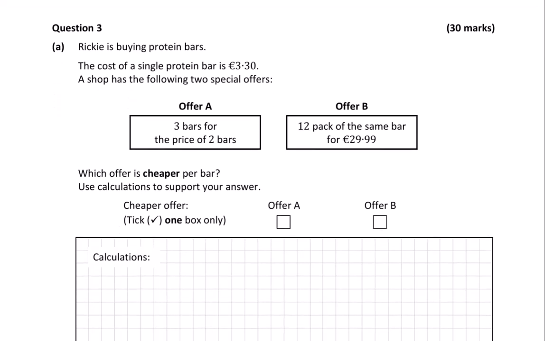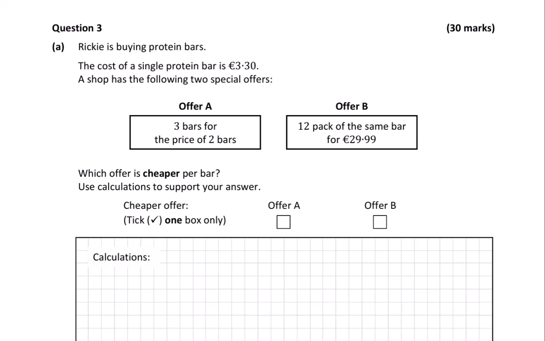Question 3. Ricky is buying protein bars. The cost of a single protein bar is $3.30. The shop has the following two special offers. In offer A, 3 bars for the price of 2. In offer B, a 12 pack of the same bar for $29.99. Which offer is the cheaper per bar? Use calculations to support your answer.